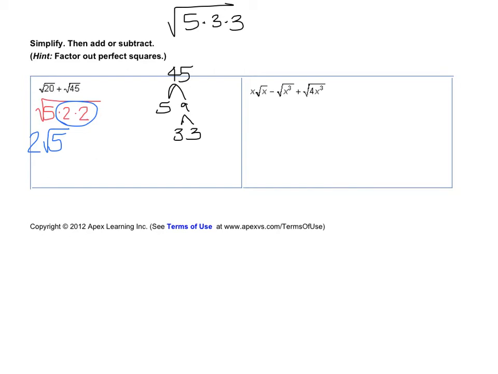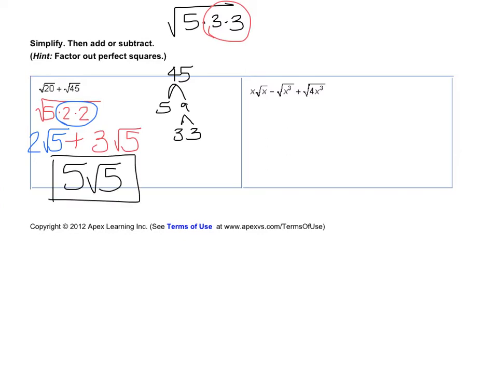And I'm looking for pairs of numbers. So I'm going to bring a 3 outside and leave the square root of 5 on the inside. And they are still added. So now these are like terms because they both have just square root of 5. So 2 square root of 5 plus 3 square root of 5 is 5 square root of 5. And that would be my final answer.